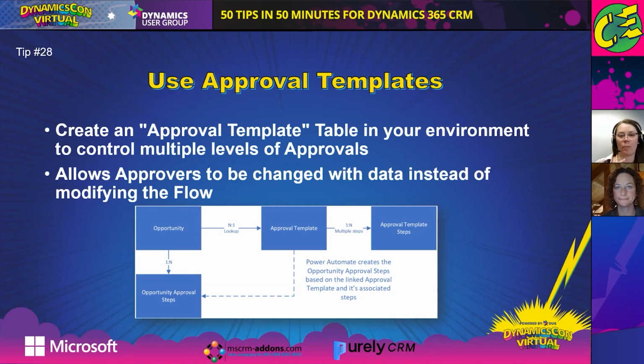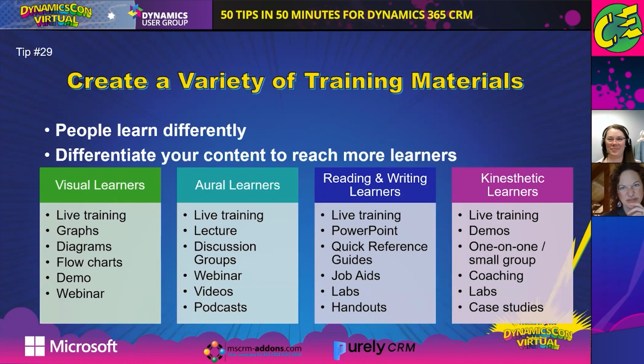So I'll know for this opportunity, it needs to go to these three people in this order, and then my flow will be reading from that table to know which approvals to send out. So really cool way to make sure I can capture all the comments from all levels. I love that tip because it is really manual.